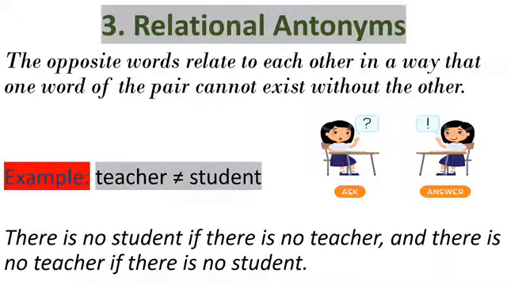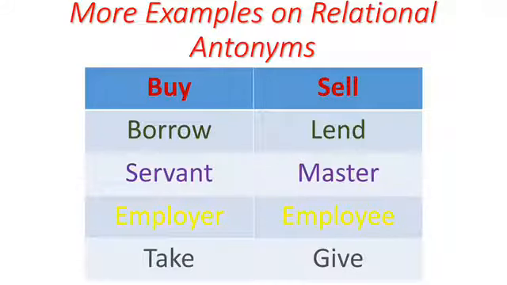Relational antonyms. The opposite words relate to each other in a way that one word of the pair cannot exist without the other. There is no student if there is no teacher, and there is no teacher if there is no student. Examples: buy, sell, borrow, lend, servant, master, employer, employee, take and give.